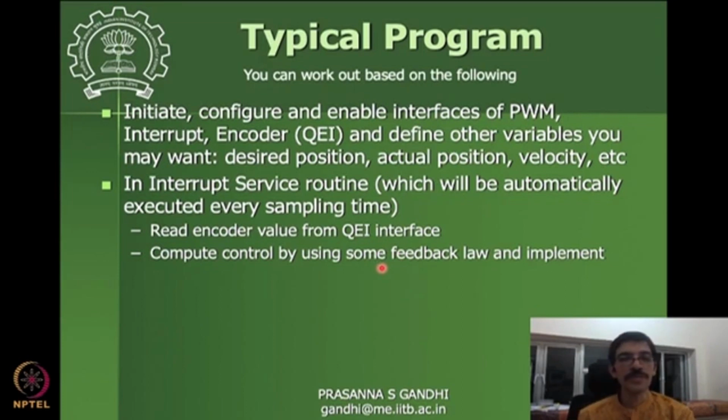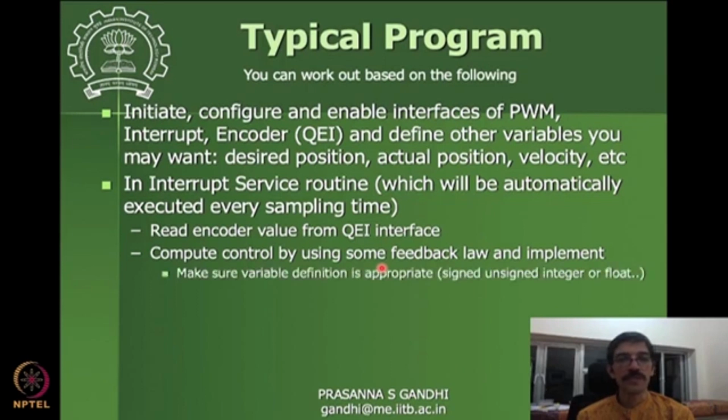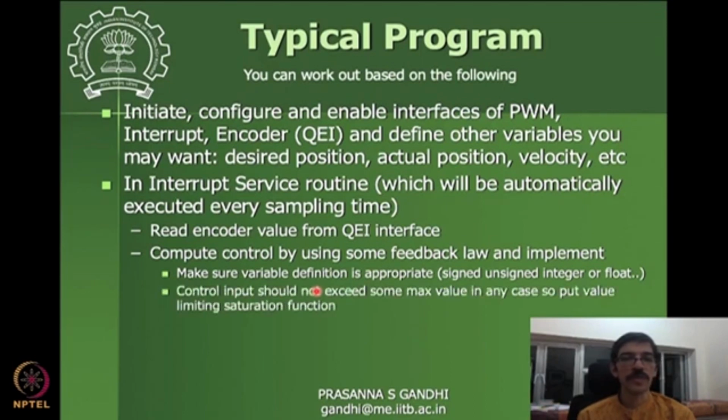Now implementation aspects will involve a couple of things that we need to be sensitive to. First, make sure that the variable definitions are appropriate. You have used signed and unsigned integers or floats, and these definitions should be made in a way that is conducive. For example, if you define the control input as an unsigned integer, then the negative part of the control will not work at all. Those kinds of things you should be careful about.